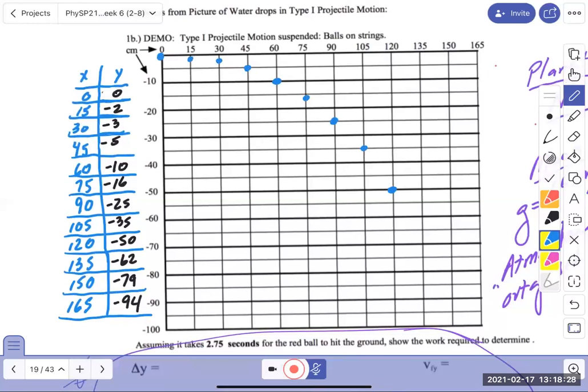135, 62. 150 is 79 down, about 80 then. And finally, 165 or 94 down. Those are actual measurements students did on the hangy balls. Okay, so now take these and let's go ahead and connect them up. Don't connect them, but give me a smooth curve.